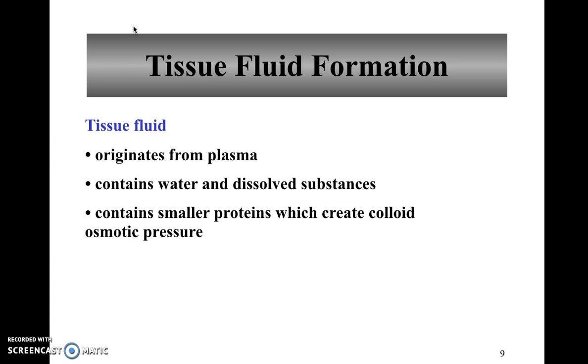It basically is plasma that is leaked out of the blood through the capillaries as it travels through the body. It contains water and dissolved substances just like plasma, as well as some small proteins which create osmotic pressure, which helps regulate the flow of water in and out of the tissue.